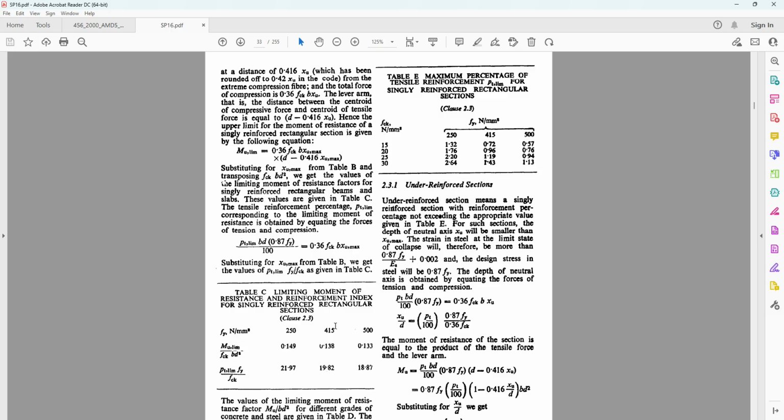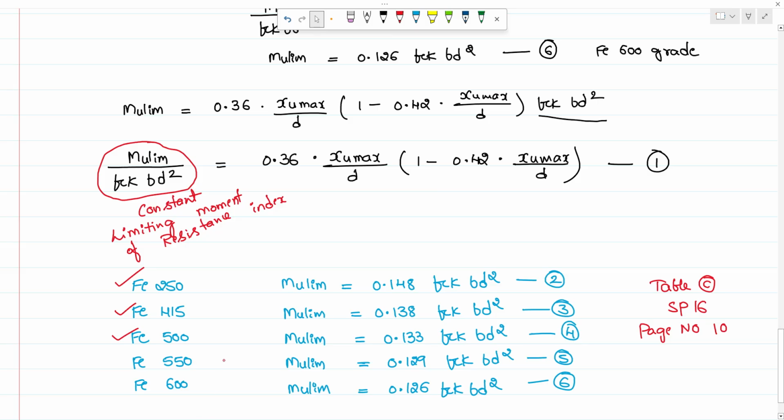Again, in IS 456 and in SP 16 you have only 3 grades of steel: 250, 415 and 500. So here, in addition to these 3 grades, we have evaluated the equation for FE 550 and FE 600 grade also.